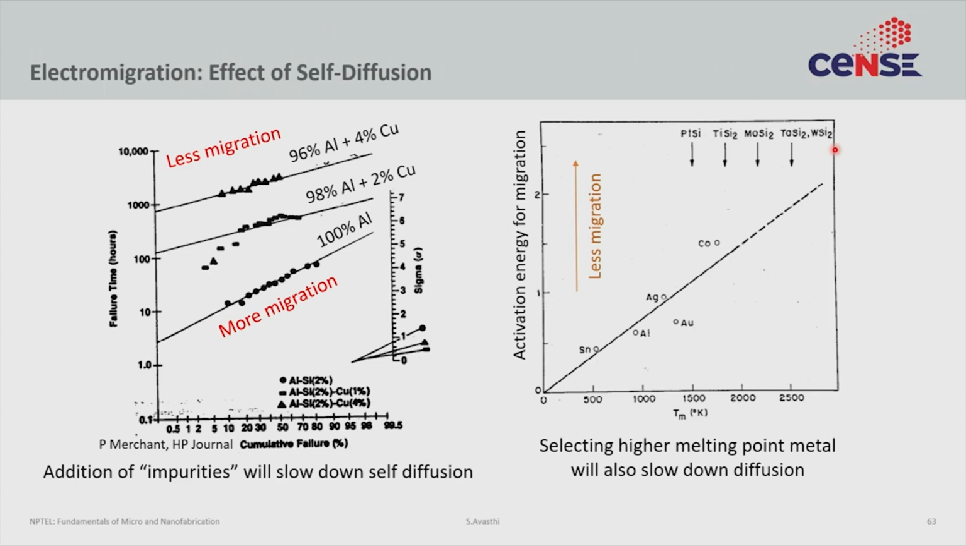So, in devices where reliability is more important, say in military grade, satellite grade devices, people often moved away from metals such as aluminum into either silicides or metals such as tungsten, cobalt, which tend to have higher melting point.